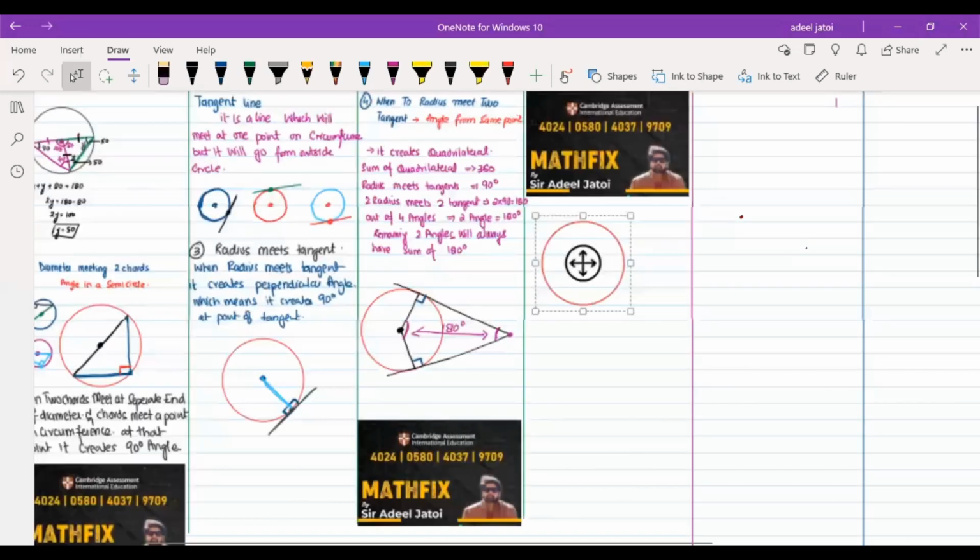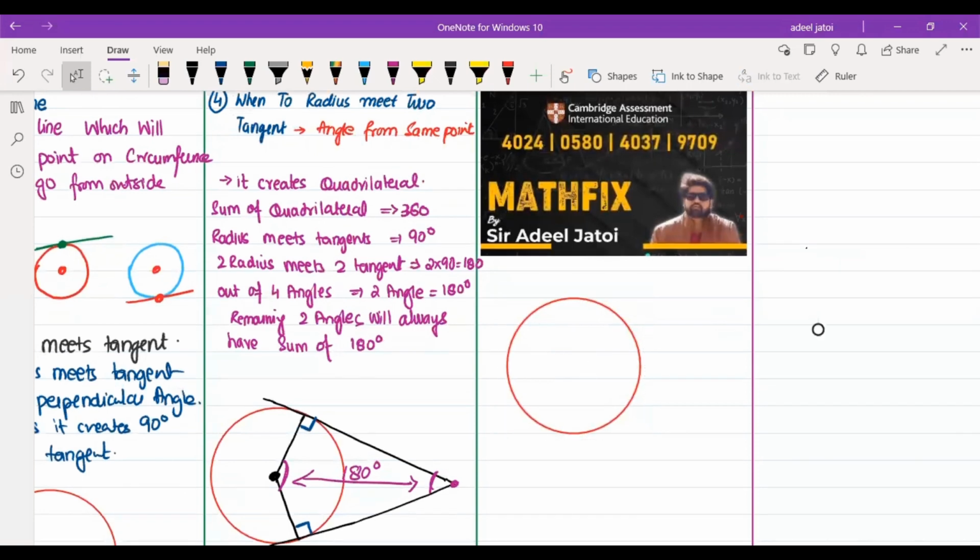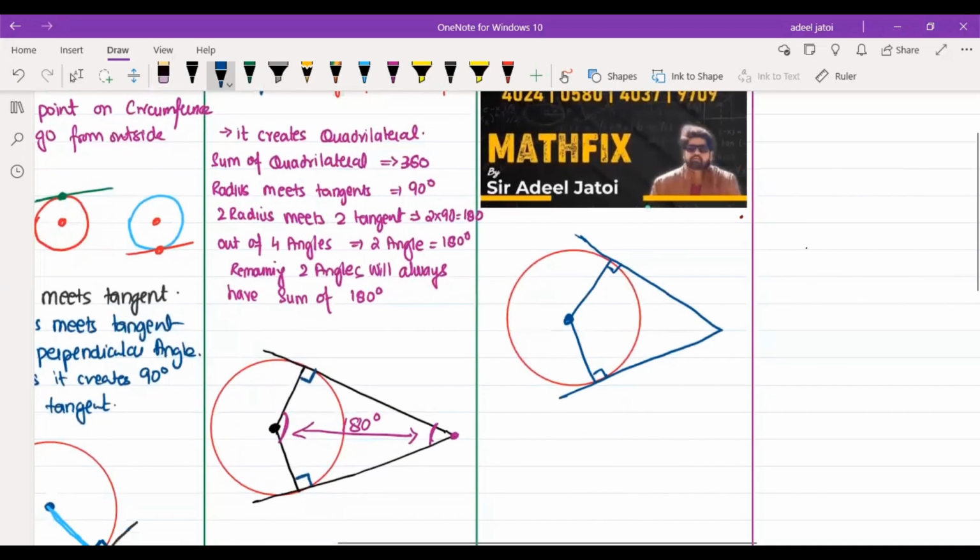Let's just work upon the extended version of property number 4. When you have a circle, knowing the fact that this circle will be with what? Center of the circle, and this will have two radiuses, and it will also have two tangents, and those two tangents meet at a point outside the circle. This will create 90 degrees, right?